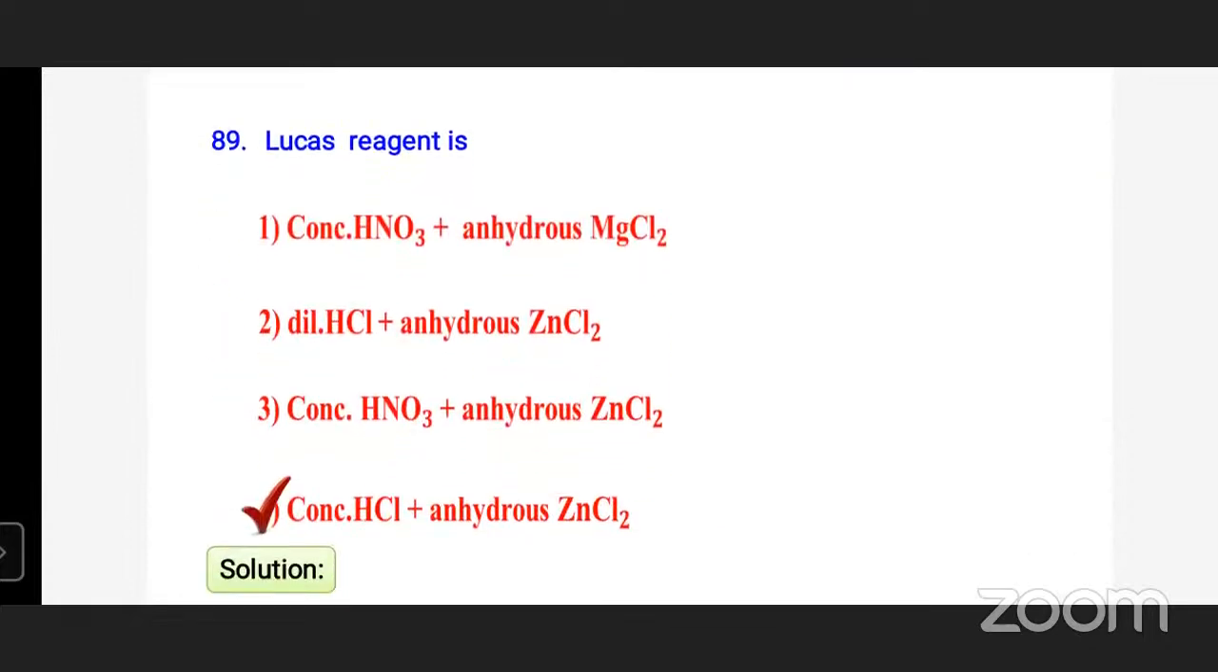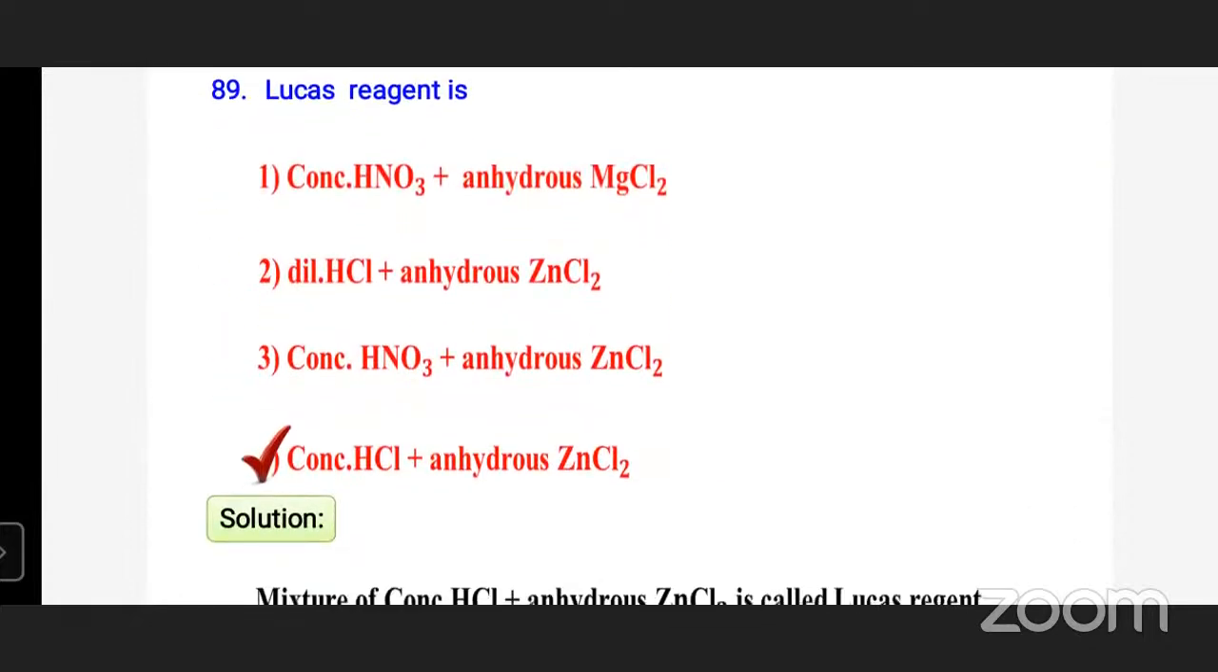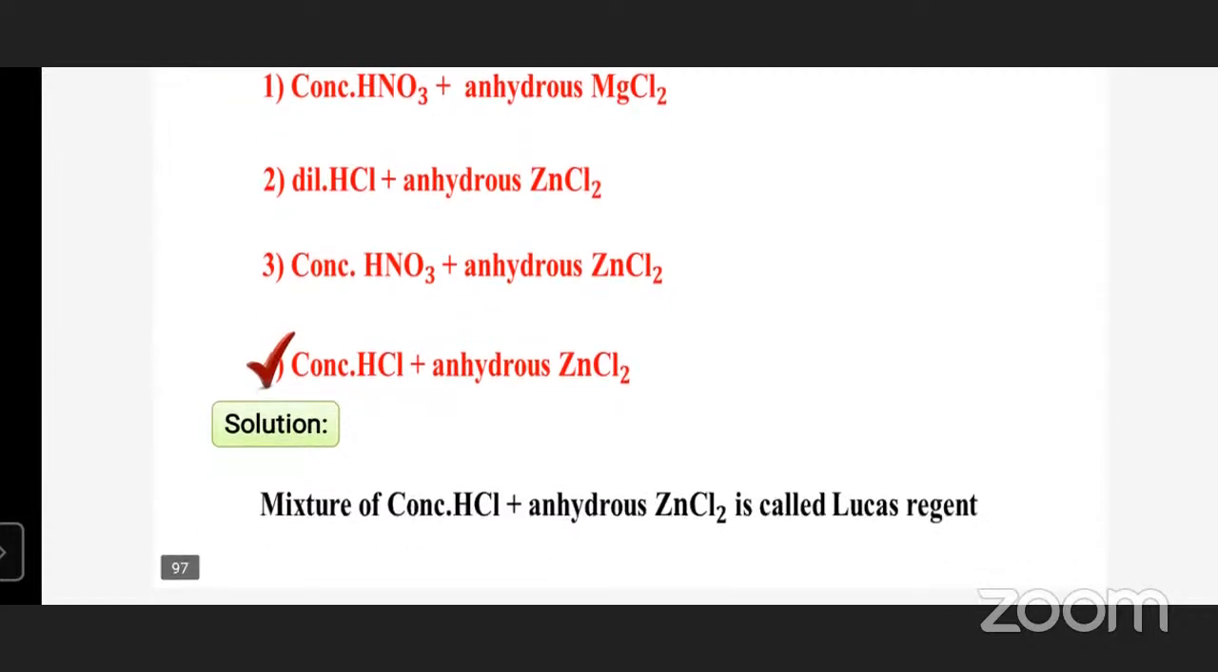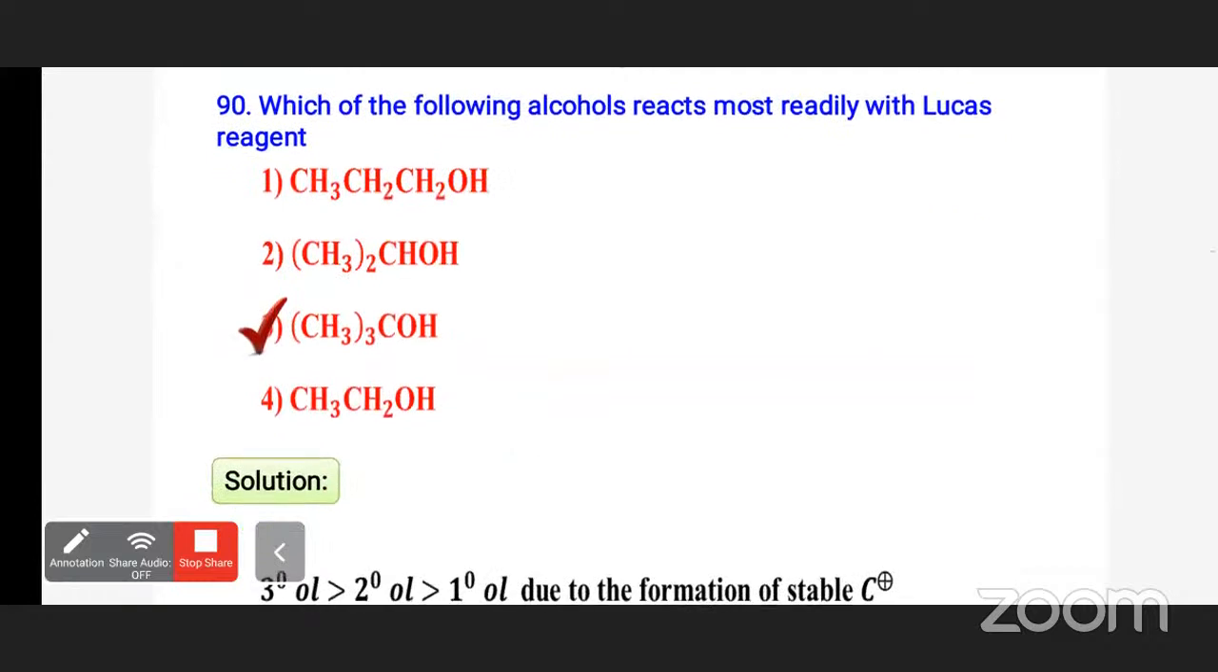Lucas reagent is the mixture of anhydrous hydrochloric acid, HCl, and anhydrous ZnCl2. The mixture of hydrochloric acid and anhydrous ZnCl2 is called Lucas reagent. Fourth option is the right option.